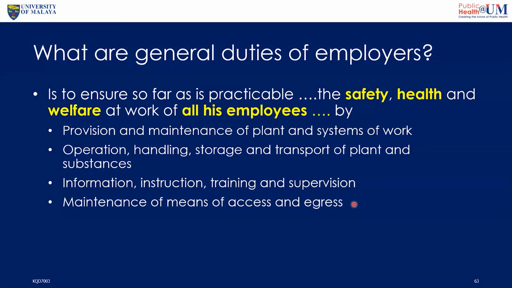All right. General duties: the employer is to ensure the safety, health, and welfare of all its employees. So how do they do it? Provision and maintenance of plant and systems at work, operation, handling, storage, and transportation of plant and substances, information, instruction, training, and supervision, and maintenance of the means of access and egress. So these are the duties the employer needs to do.